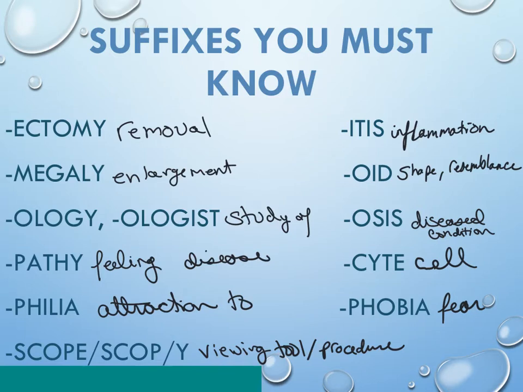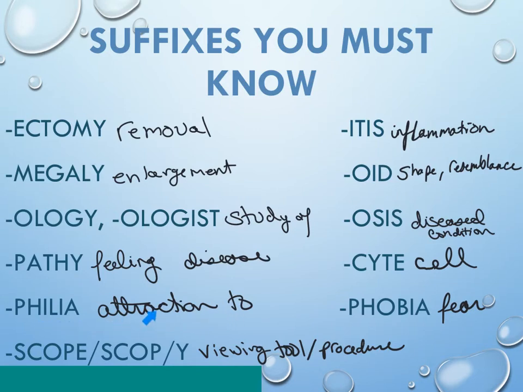Itis is one that you might be familiar with, you might not even know that you're familiar with it, but like tonsillitis or arthritis, that's inflammation. So tonsillitis, tonsils are inflamed. Arthritis, we get arthro as our word root. That means joints. So arthritis is inflammation of the joints. Ectomy, like a tonsillectomy, or an appendectomy, that means a removal of something. Megaly, mega is like big, so it's an enlargement.